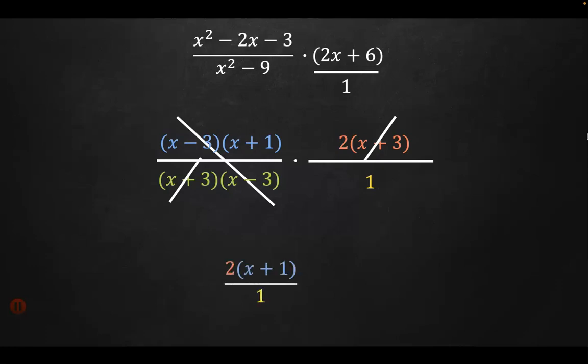Now, let's see what I have left. I have the 2. I have the x plus 1, keep that together as an expression with the parentheses, and then I have it over 1. Now again, remember, you don't have to write it over 1. You could just leave it as 2 times the parentheses x plus 1.